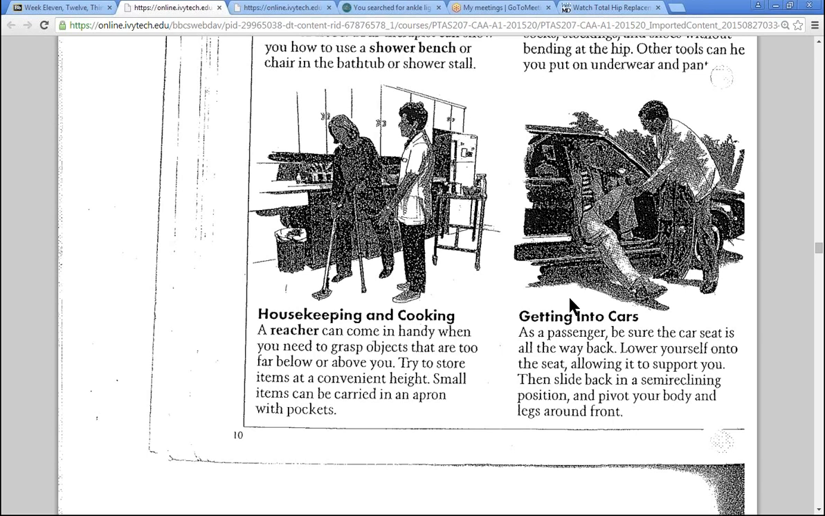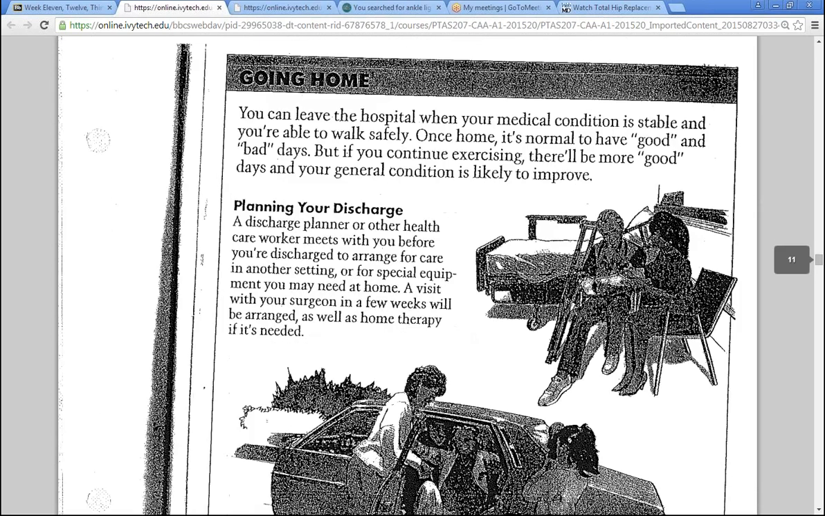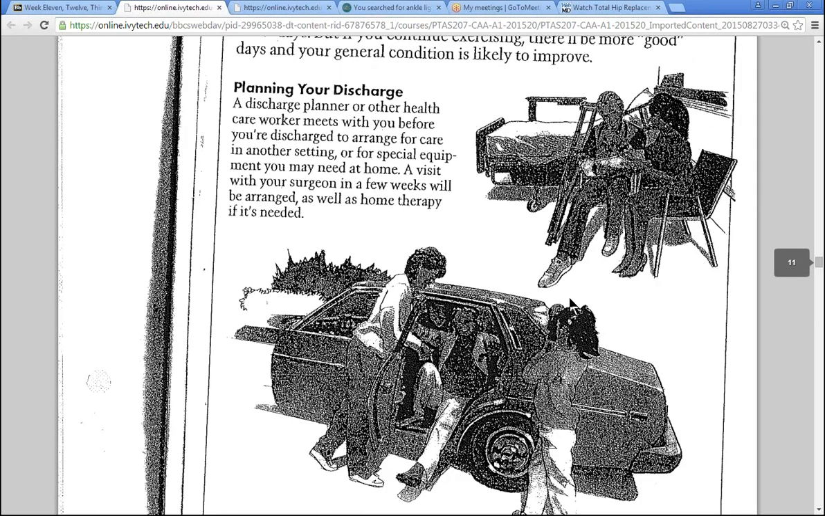Driving wise, patients will not be able to drive if their right lower extremity is involved until they get clearance from their physician.